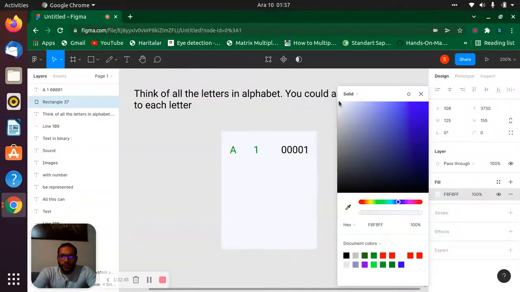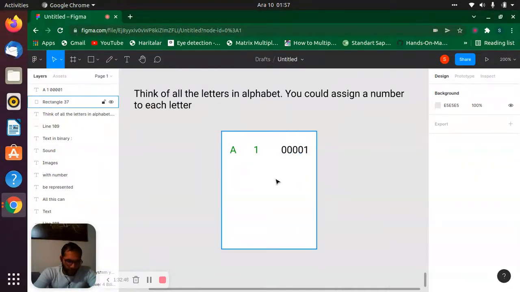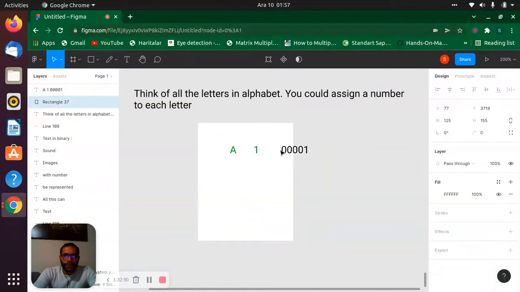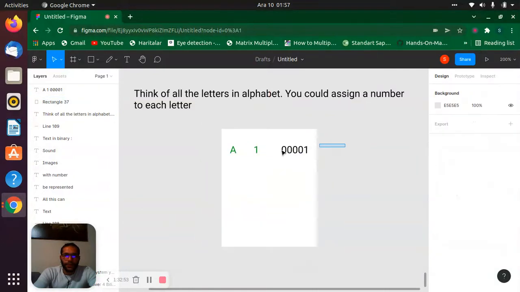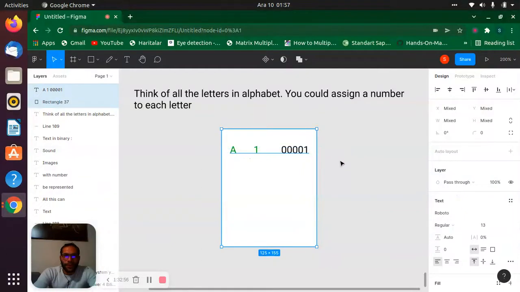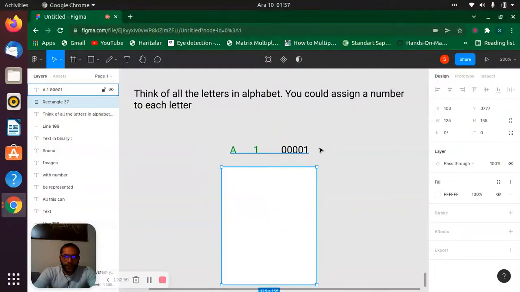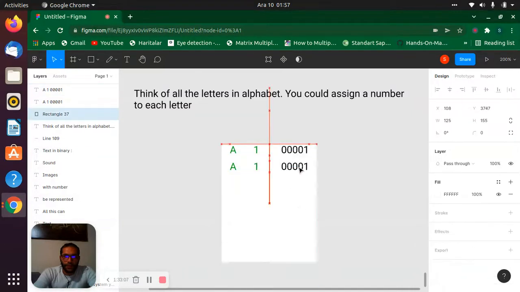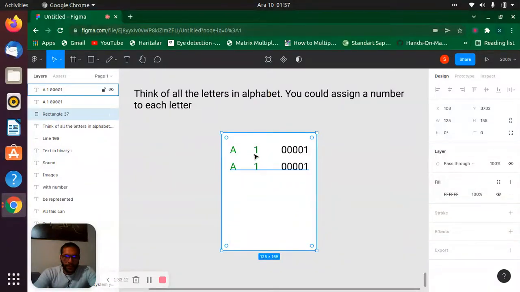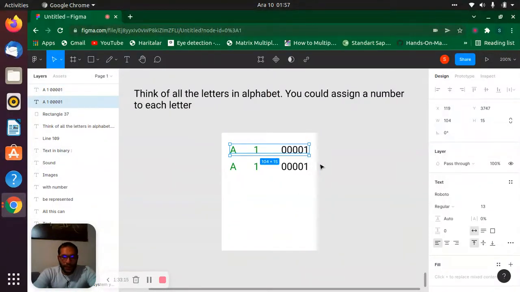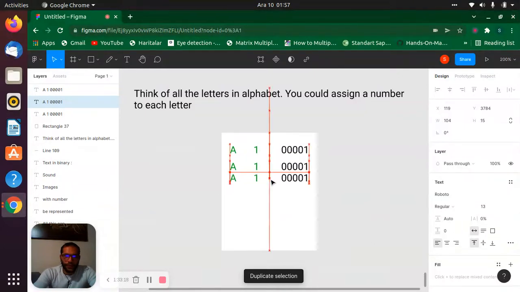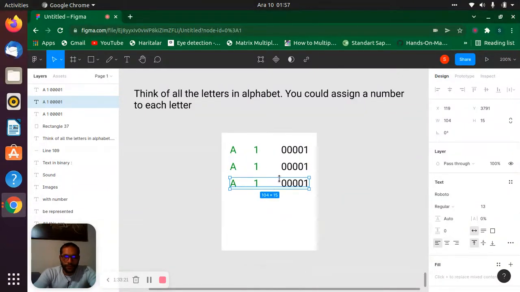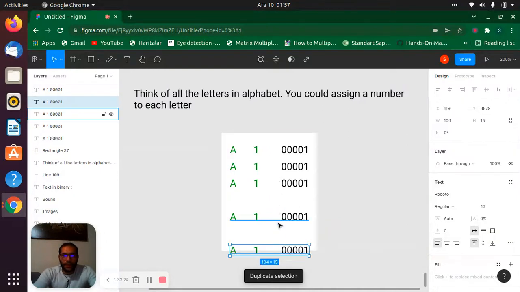So maybe it can be like that, okay? You can follow me from here. And also what I want to do here, maybe I can tag these ones and duplicate them more times. Maybe yes, I can put it here. Really, I can do all these steps again and again.